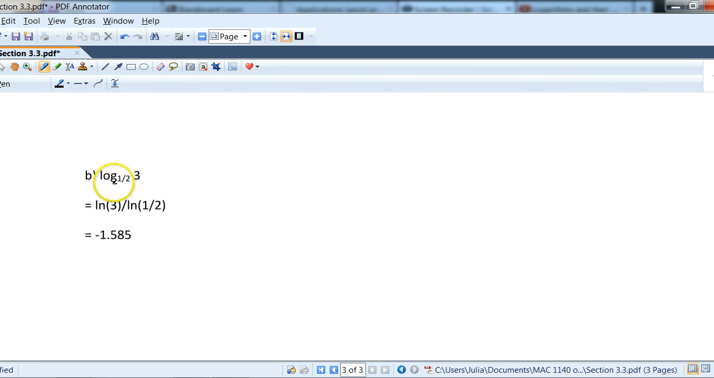And the same thing with log base 1/2 of 3. You can rewrite it as ln of 3 divided by ln of 1/2. The ln of 1/2 is actually negative, so that gives us a negative answer, negative 1.585. And that's it for this section.